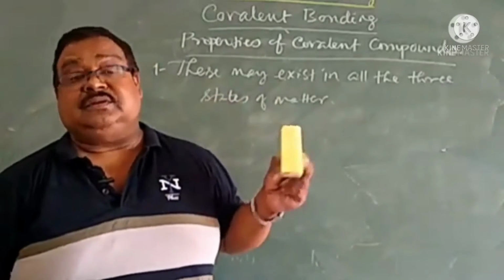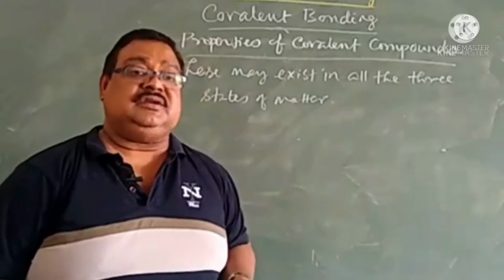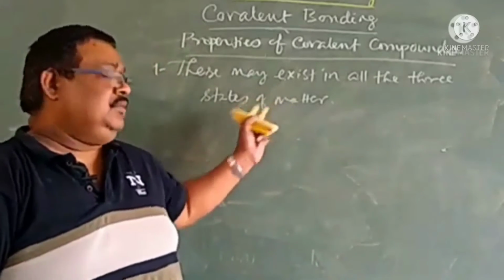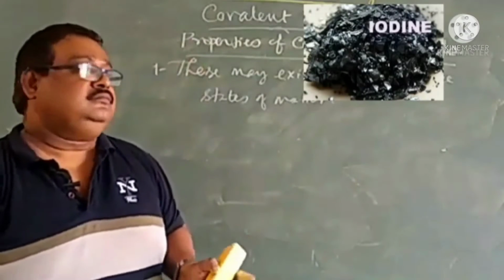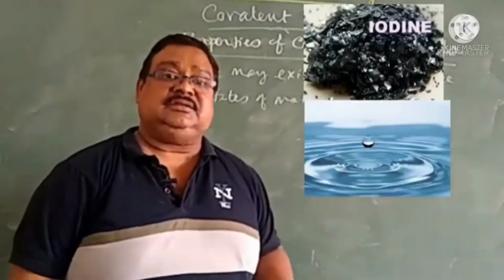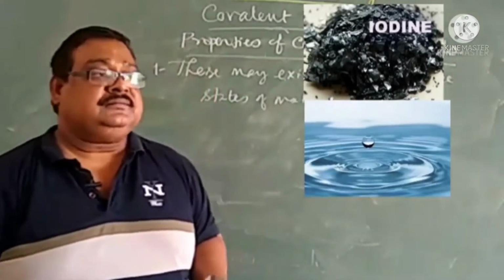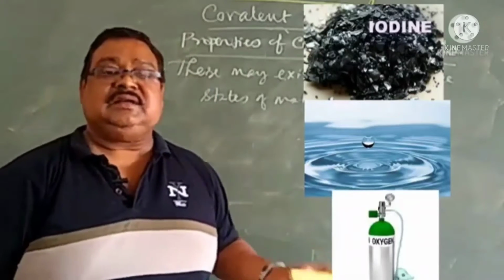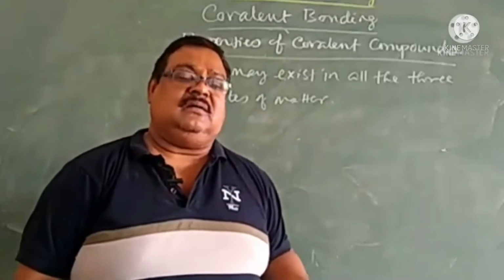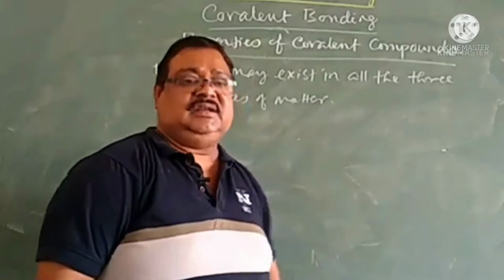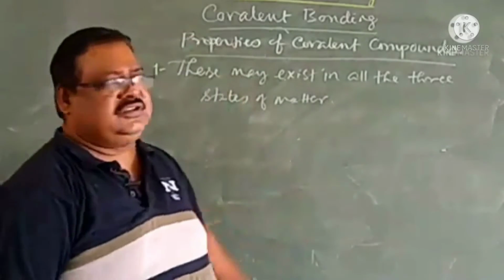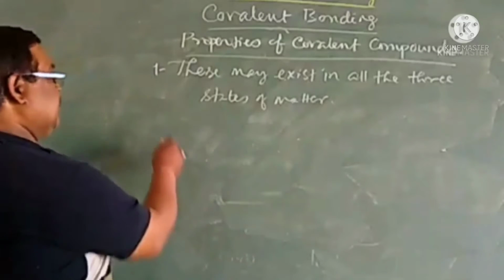लेकिन आयनिक कंपाउंड्स दे आर सॉलिड्स, दे एग्जिस्ट इन सॉलिड स्टेट्स. For example, here iodine, it is a solid which is covalent compound. Water is liquid, again it is a covalent compound. Oxygen, hydrogen, nitrogen, methane, ammonia, all these exist in gaseous state. So these may exist in all the three states of matter.